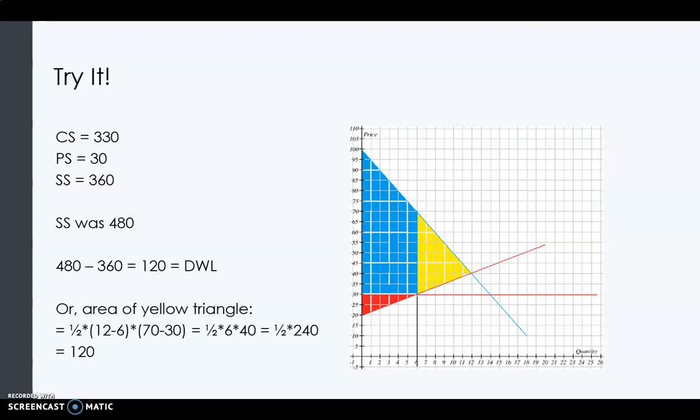But if you wanted to, you could also just find the area of this yellow triangle, which is our deadweight loss. And you'll see if you work the math out there. We have a 70 here, down to a 30 here, and then a 12 to a 6. So our base is 6, height is 40, half of base times height is 120. Hey, that's the same number. 120 is the same as 120, so it doesn't matter what method you use.